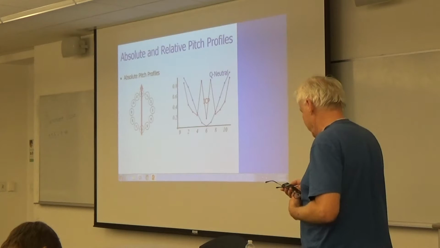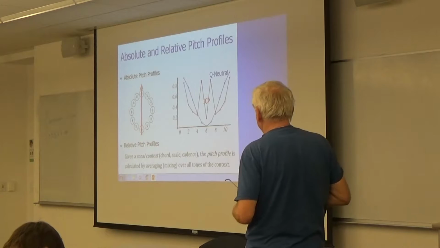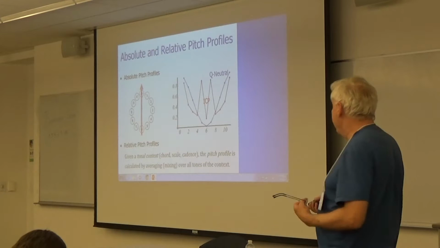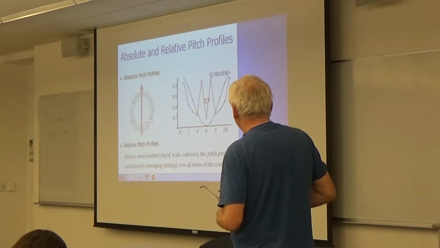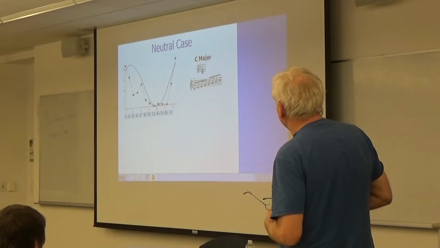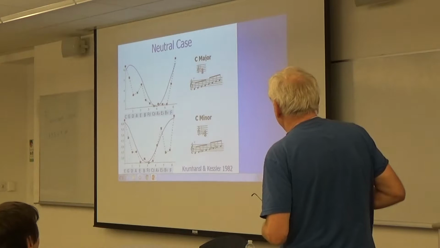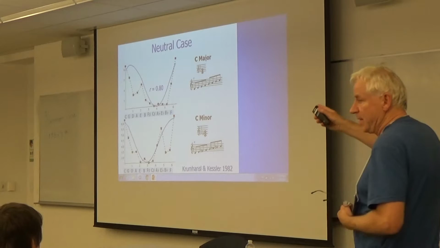So, then I can use these kernel functions, and in order to calculate the tonal attraction value for a whole scale, I take the average of all tones. Right? Given the tonal context, the pitch profile is calculated by averaging over all tones of the context. And when I do that for our comprehensive Kessler data, I get this in the case of a major scale and the lower in the case of a minor scale. And the correlation is 0.8. That means it explains half of the variance.